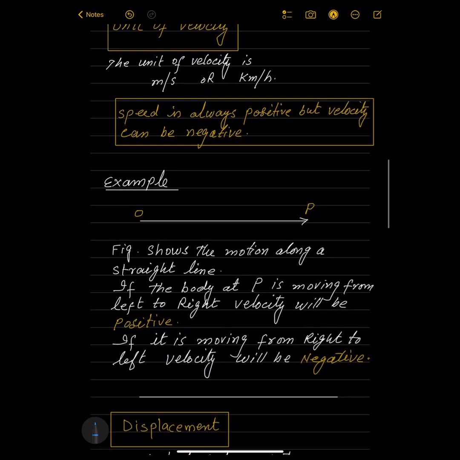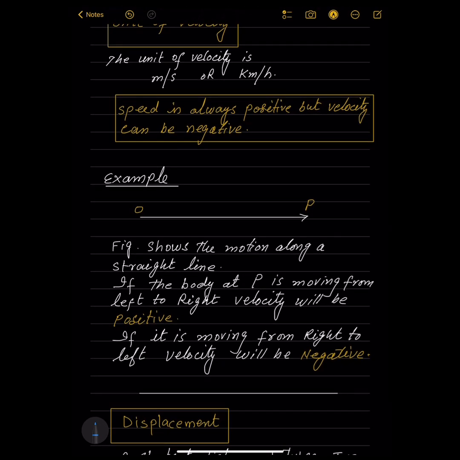ये देखें, इसको समझने के लिए ये एग्जांपल है नीचे. This figure shows the motion of an object along a straight line. If the body at P is the point, ये देखें P is a point, वो मूविंग ऑब्जेक्ट जो है O से P की तरफ मूव कर रहा है.